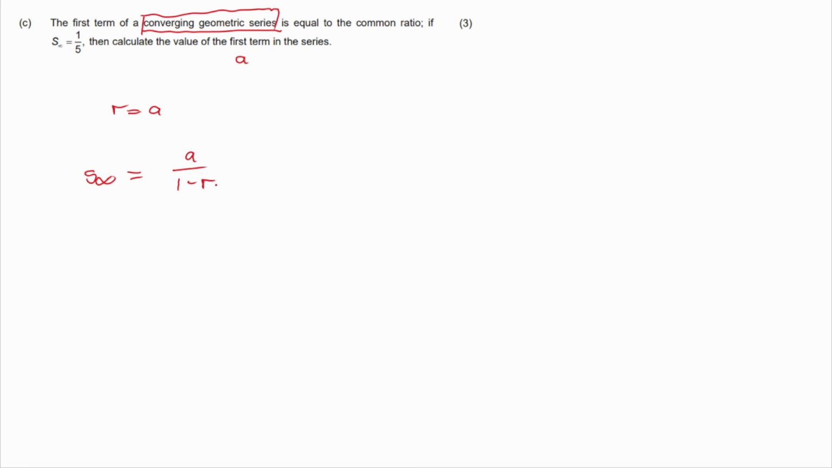Let's write out the formula for the sum to infinity. It's a over 1 minus r. Let's fill in what we know: the sum to infinity is 1 over 5.